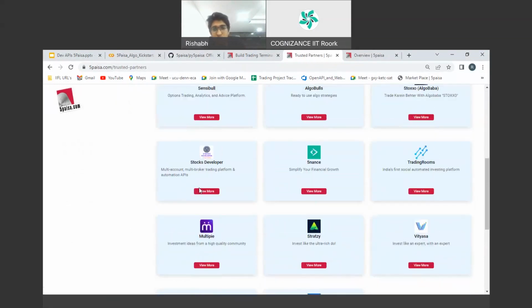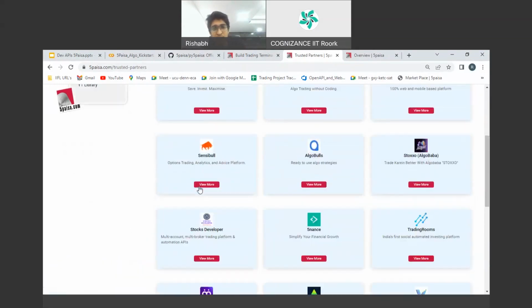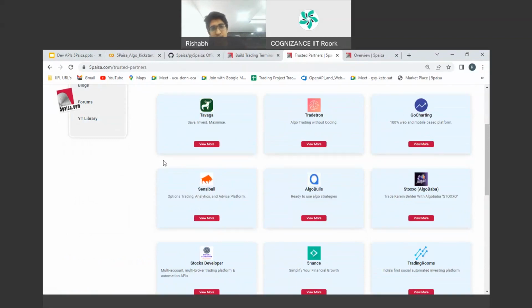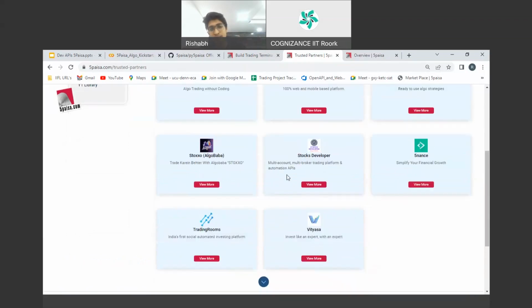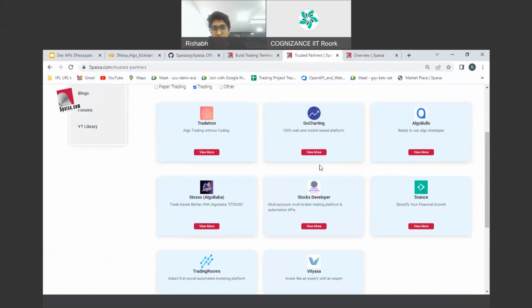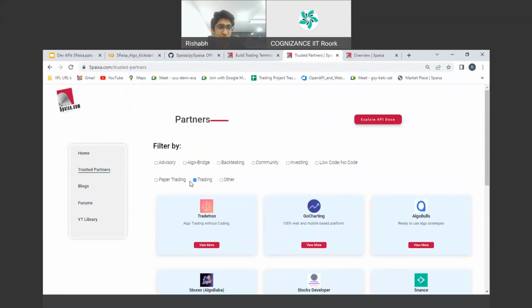This is the list of all our partners. More than 15 partners have so far integrated, and more are coming in. All these partners are going to help you in quickly migrating your discretionary setup to an automated trading setup. These will be the trading partners that you will be closely associated with if you want to do your algo trading.